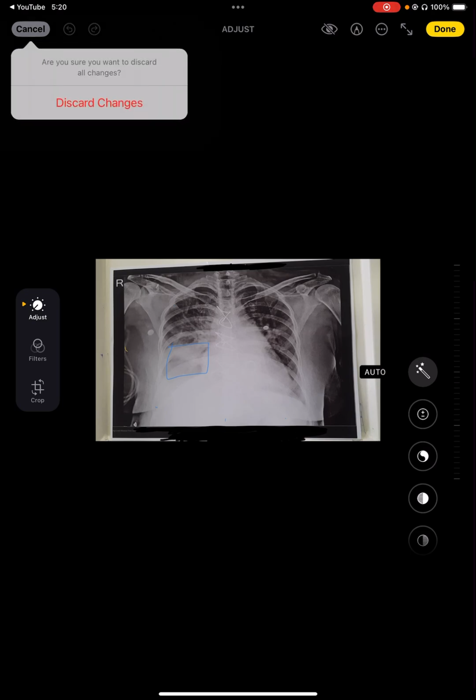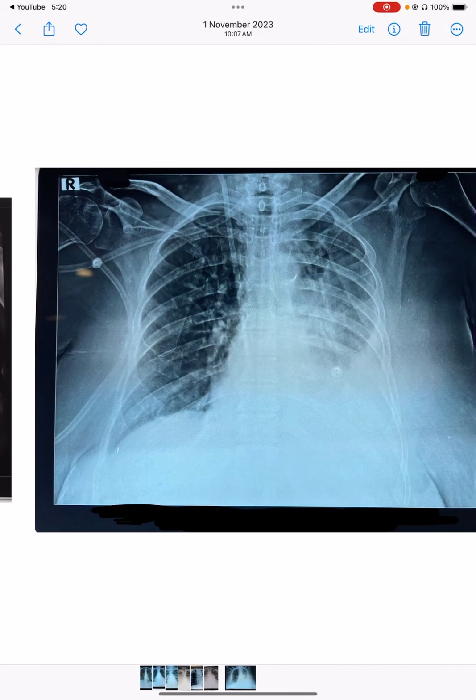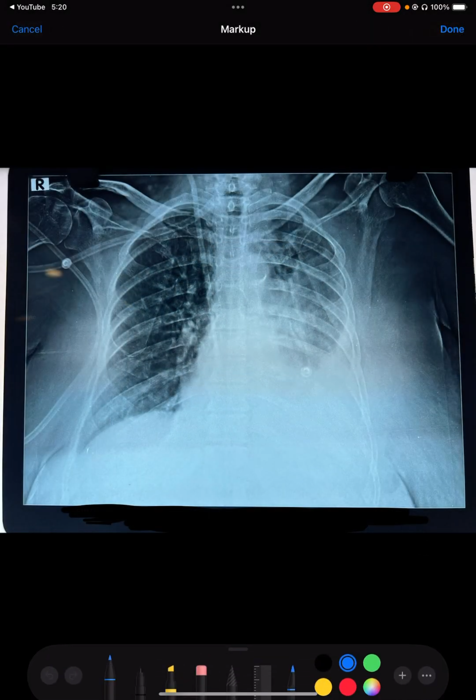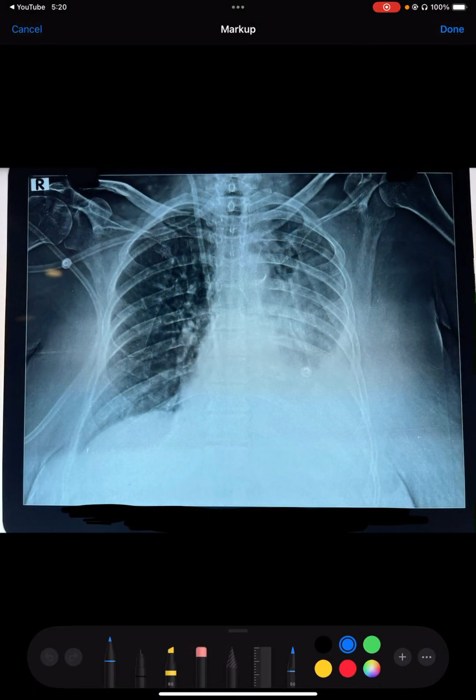Now, when we see it here, this is a different patient, a different X-ray. Here we can very easily make out that this right costophrenic angle is open. See, this is not blocked. This is open, and on the left side the costophrenic angle is definitely blocked.